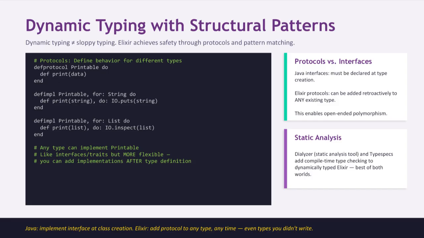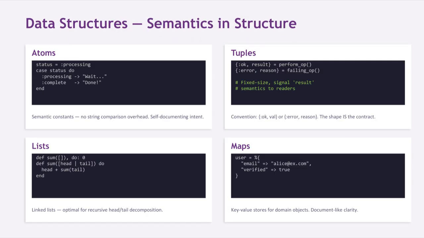For static analysis, Elixir has dialyzer and type specs. You can annotate your functions with expected types, and dialyzer will analyze your code base at compile time to catch type errors without making the language statically typed. You get the flexibility of dynamic typing and the safety of static analysis, toggled by how much you invest in annotations. Elixir's data structures are worth a quick tour because each one reflects a deliberate semantic choice.